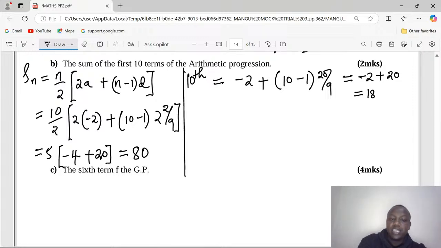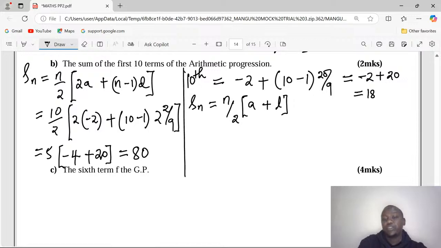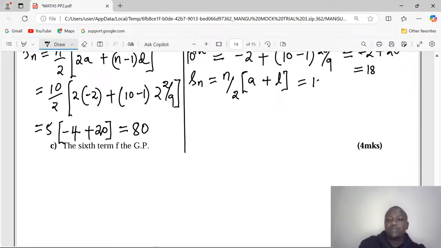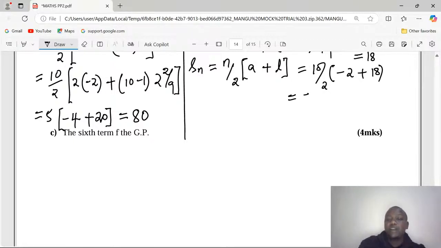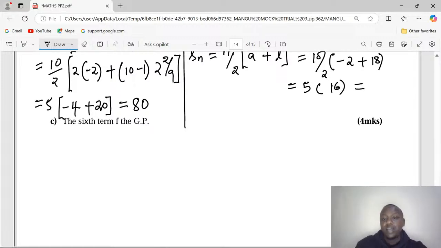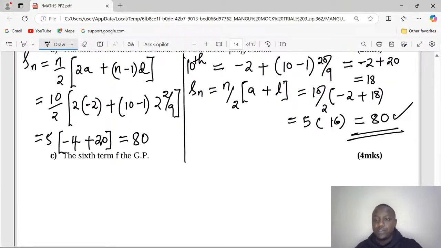The 10th term being 18, now we can say the sum of n terms equals n over 2 into the first term plus the last term of the progression. So this is going to be 10 over 2 into the first term, negative 2, plus the last term of the progression, being 18. So this is going to be 5, and inside the brackets we will have 16. So we are having the same thing. The answer is going to be 80. Yeah, 5 by 16, which gives us 80.